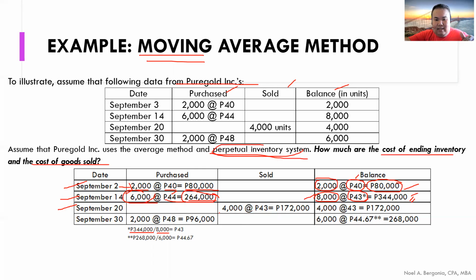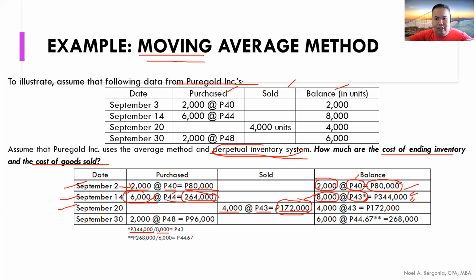So just like this, we have sold 4,000 units. We multiplied it at 43, kasi yung recent na average price natin is 43. So the amount being sold was 172,000. Okay, so 172,000. So ngayon, dun sa balance natin na natitira, since we are monitoring it, yung 344 nung September 14, nabawasan na siya nung binenta natin na 172.